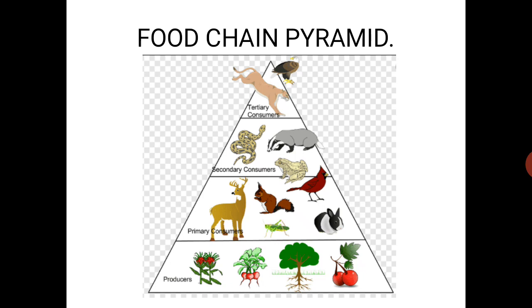And the third point, in the third column, are the secondary consumers. Now these are the animals which feed on the primary consumers, the second category. And on the topmost you will find tertiary consumers. Now these animals feed on the secondary consumers and the primary consumers as well. Now this is a clear explanation of a food chain pyramid.